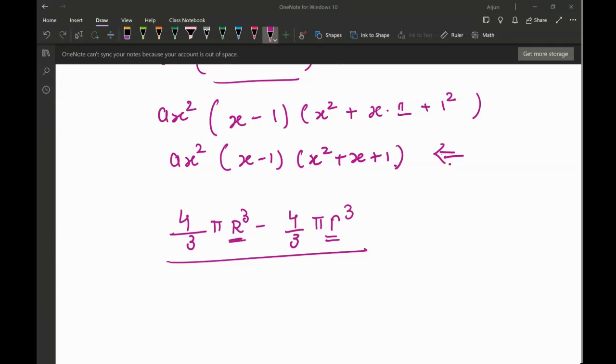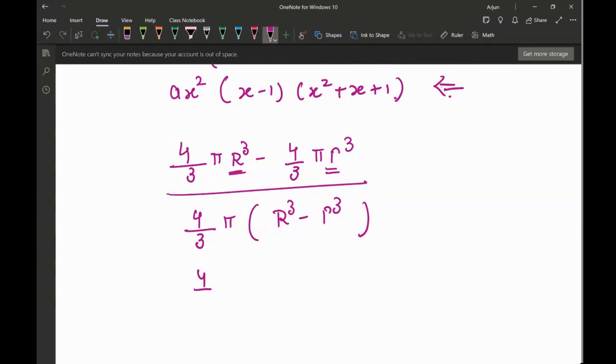But can I take something common? Yes, I can take something common. What can I take common? 4 over 3 pi, and the leftover will be R cube minus r cube, and I can apply the formula on this one. So 4 over 3 pi, and then I can write it as R minus r times R square plus capital R times small r plus r square. This will be my final answer to the given question.